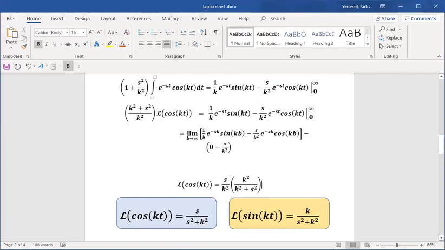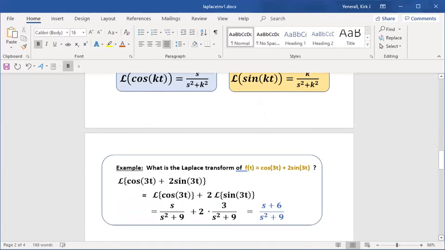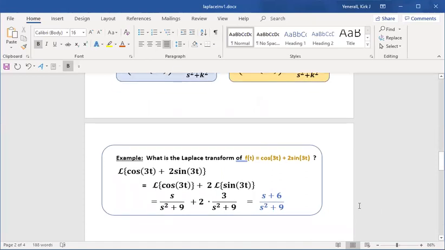Let's take a look at an application of using both of those rules together. Suppose somebody asked us to find the Laplace transform of the cosine of 3t plus twice the sine of 3t. Well, when we want to find the Laplace transform of the sum, we can use our knowledge that the Laplace transform is a linear transformation. And all we need to do is to find the Laplace transform for the cosine of 3t and add to that twice the Laplace transform of the sine of 3t using our rules of linearity.